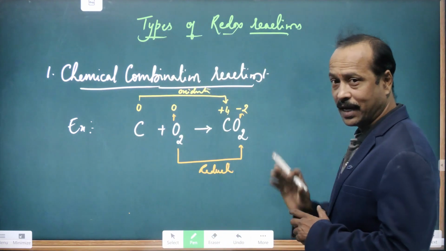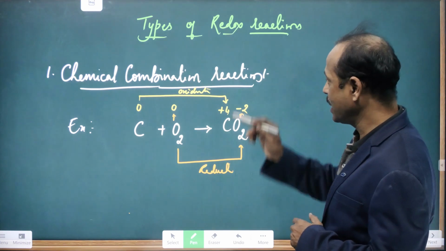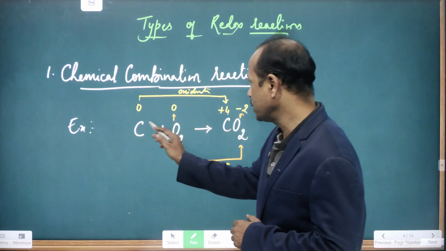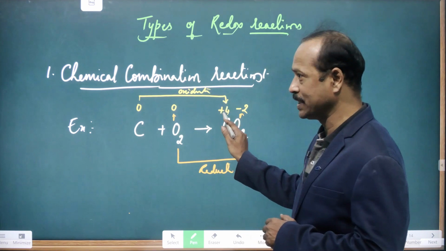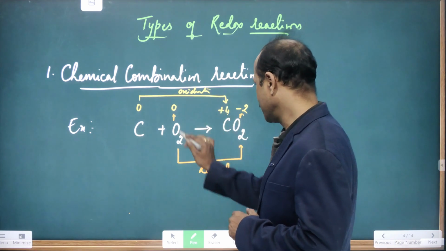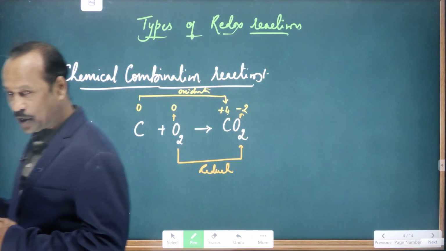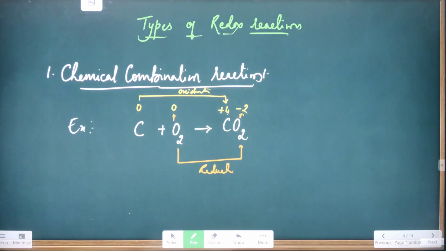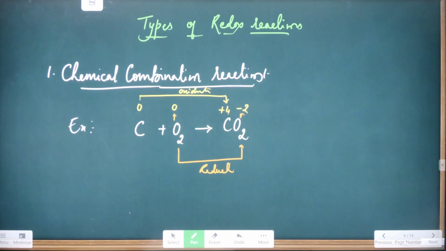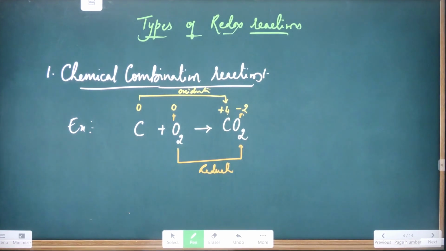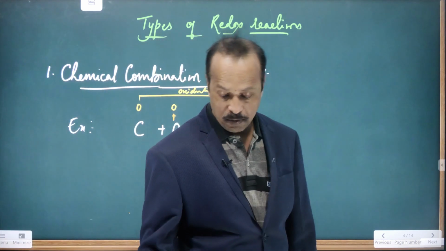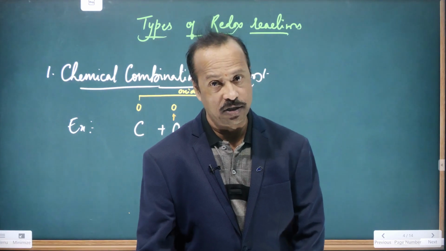This is a combination reaction. And it is a redox reaction because here carbon's oxidation number goes from 0 to +4, it is increasing, and oxygen goes from 0 to -2, it is decreasing. So hence it is a redox reaction. Clear? So go through this equation once for 1 minute. So this is a chemical combination along with the redox reaction, right?